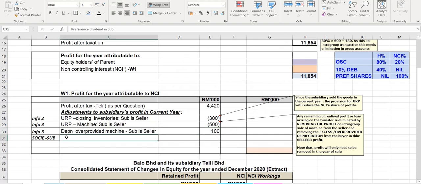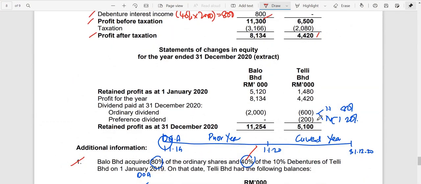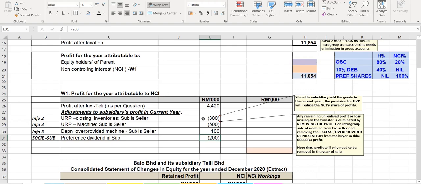Next would be the preference shares. Here, if you can see, preference dividend was declared by the subsidiary and was paid in the year. So that preference dividend must be included, and what you should understand is how much of that belongs to the non-controlling preference shareholder. We are trying to find the share of the non-controlling preference shareholder in the preference dividend. It was 100%, and therefore you have the 200,000, the non-controlling interest from the preference dividend, and the remaining here, which will be the total here.